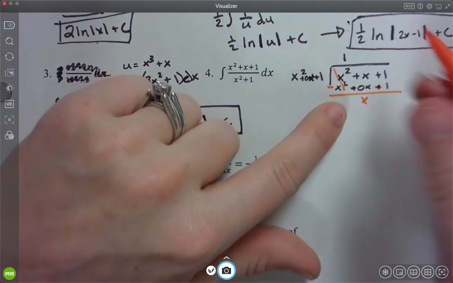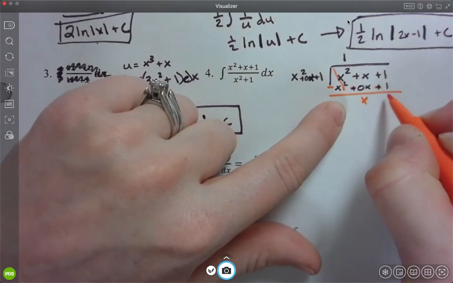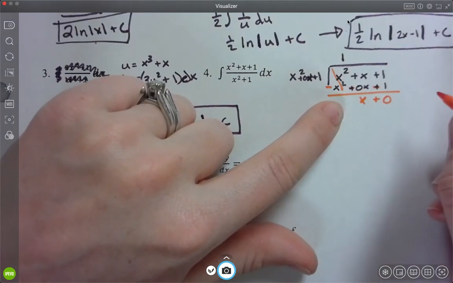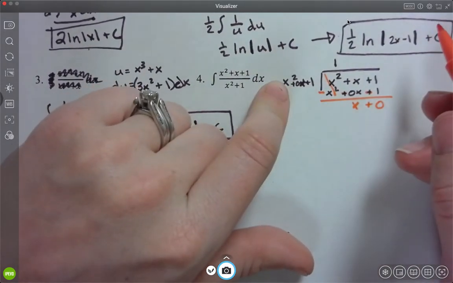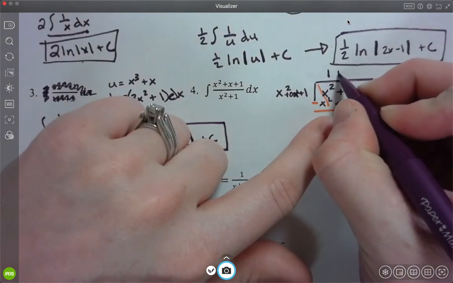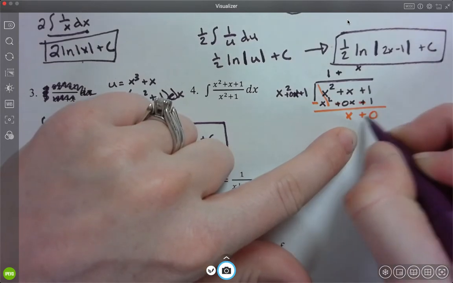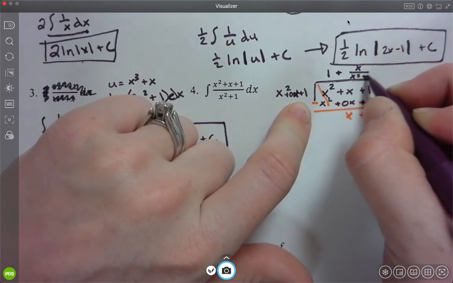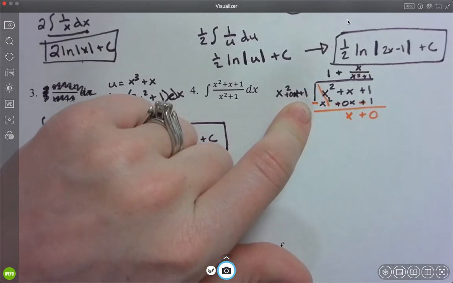And then I have 1 minus 1, which is plus 0, if I want to do it that way, okay? And x squared won't go into x, so what this will end up looking like is plus x, really x plus 0, or just x over x squared plus 1. Okay, so hopefully I went through that not too terribly fast.